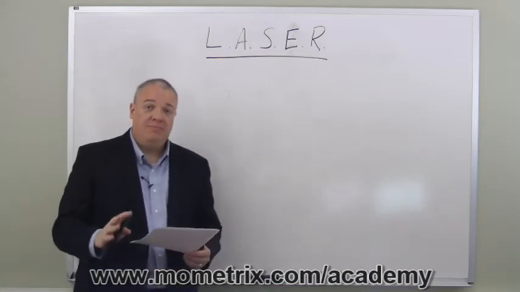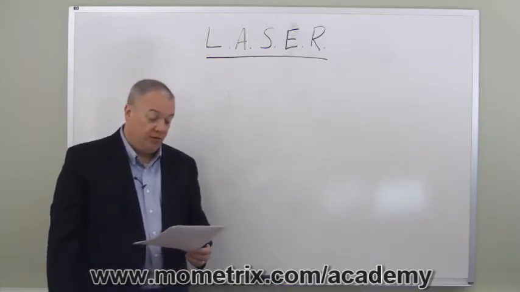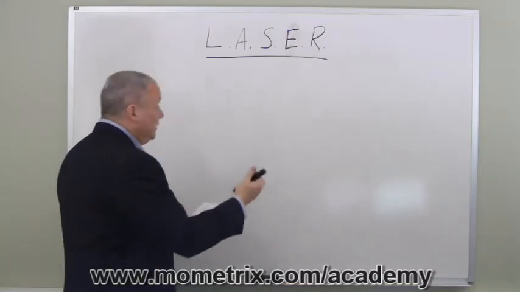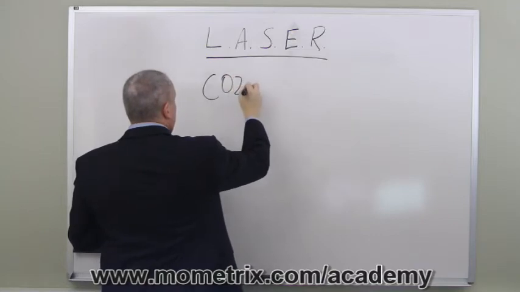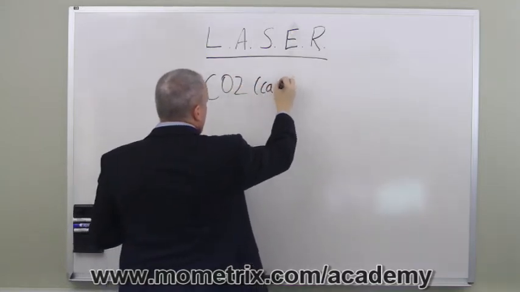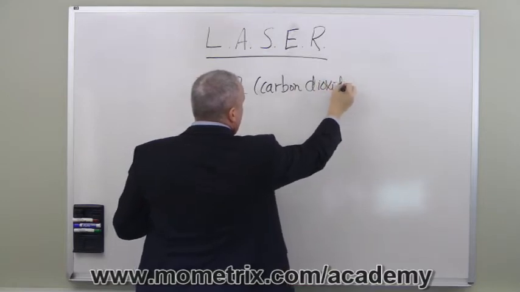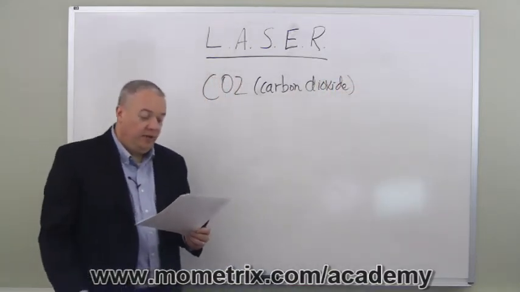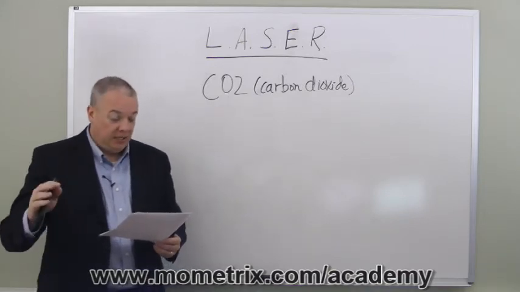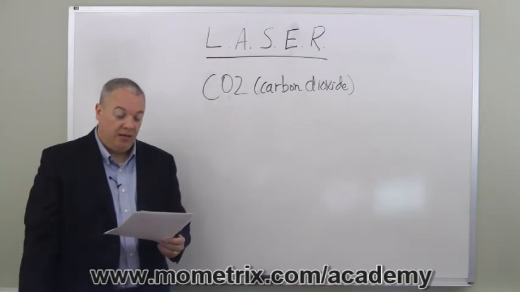Now, there are three basic and most widely used types of lasers in surgical environments, and the first one that we're going to talk about is the CO2, the carbon dioxide laser. This particular laser is very strong. It converts light into heat for the purpose of cutting tissue and coagulating blood.